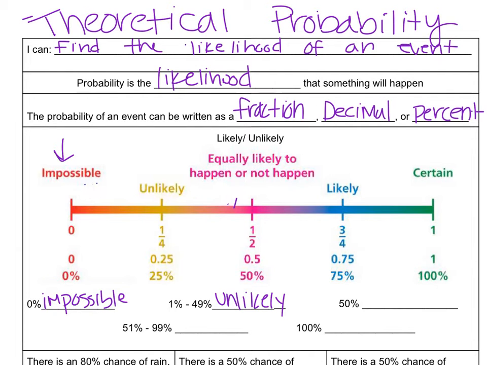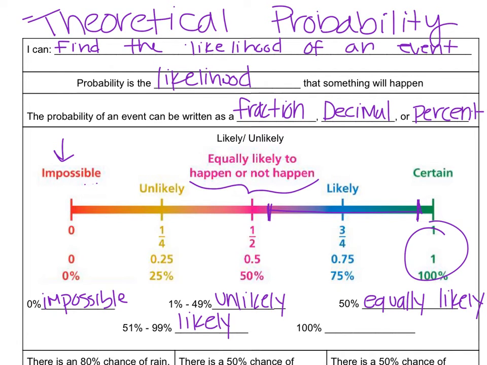50% is this middle spot right here. It's equally likely, or equally unlikely. Okay. Then anything that's from 51% to 99% is likely. And then something that's probably going to happen, 100% probability is certain. So it's definitely going to happen. Okay. So just a little chart to reference to help us.